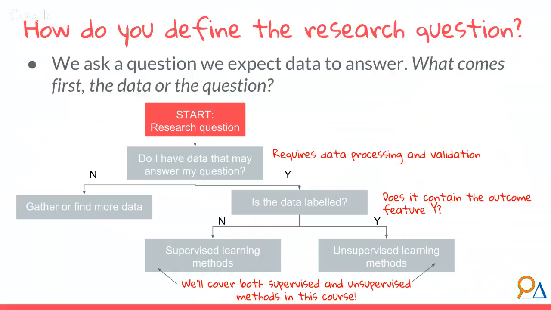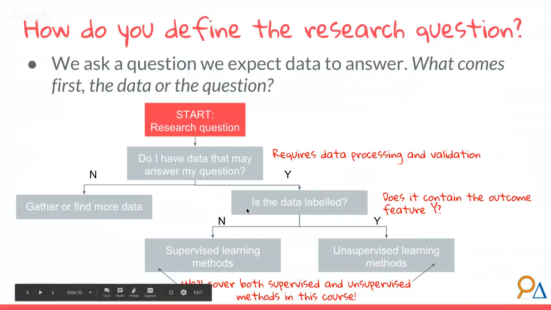So checking if we have enough data requires data processing and validation. That's where we do a lot of data cleaning, in data processing and exploration. Next, we check if it contains an outcome feature Y. So if it does, there's a correction here.